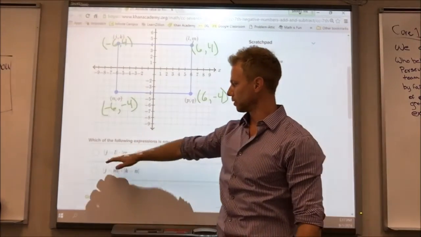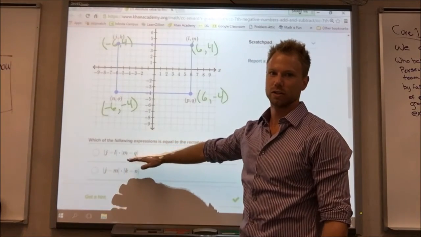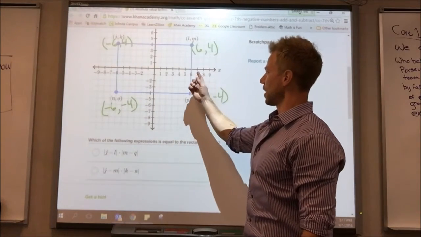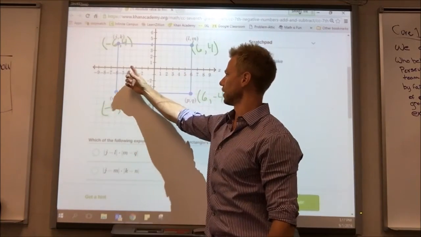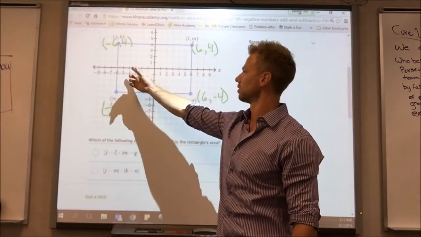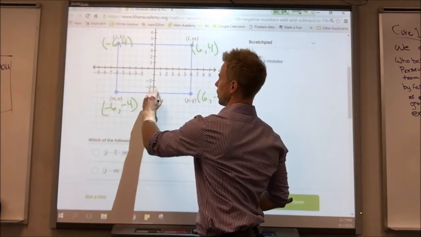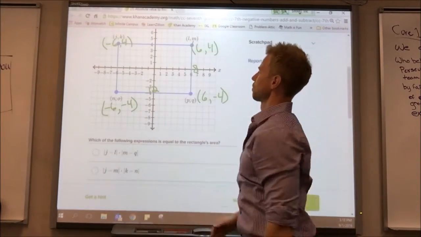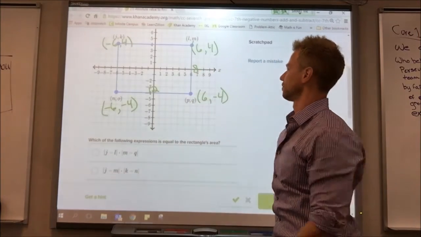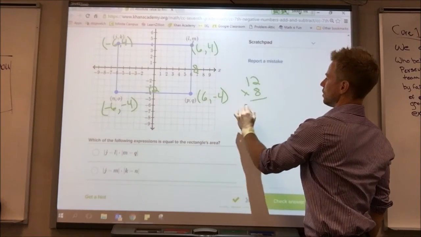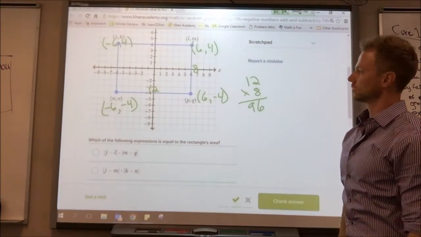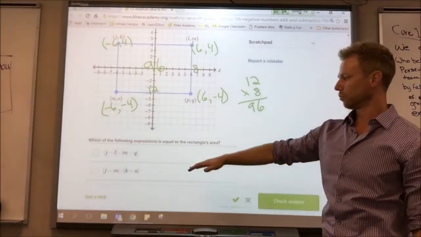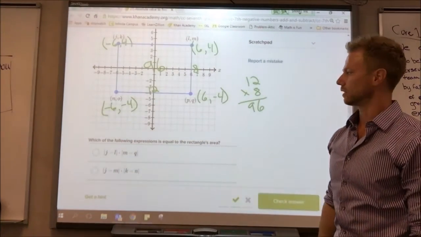Okay? Now we can plug those numbers in here and figure out which one would give us the area of the rectangle. You can probably already see from the graph that the length of the rectangle goes from -6 to 6, so that's 12. So the length this way is 12. The height goes from 4 to -4, so that's 8. 12 times 8 would be 96. So the area of the rectangle is 96. So we're looking for which one of these will give us 96.